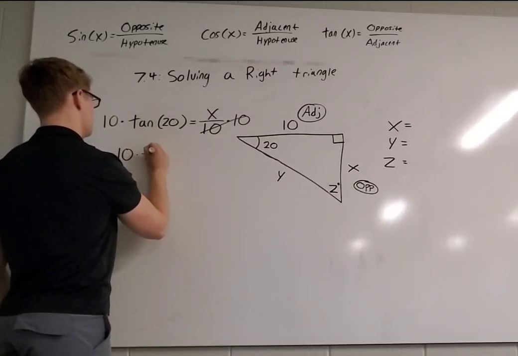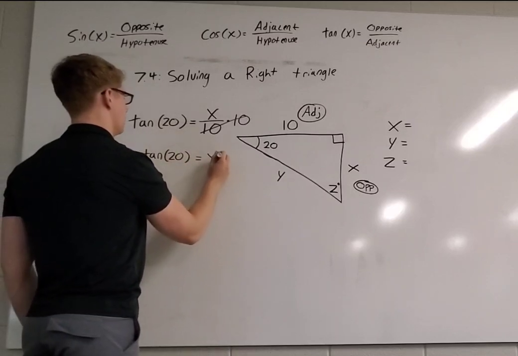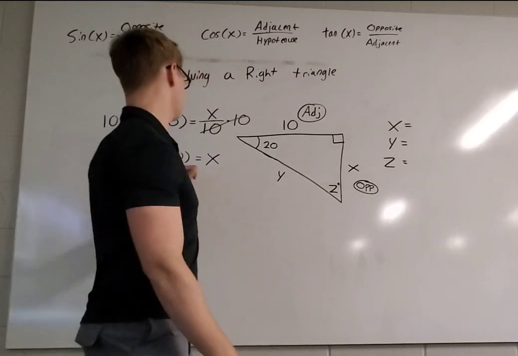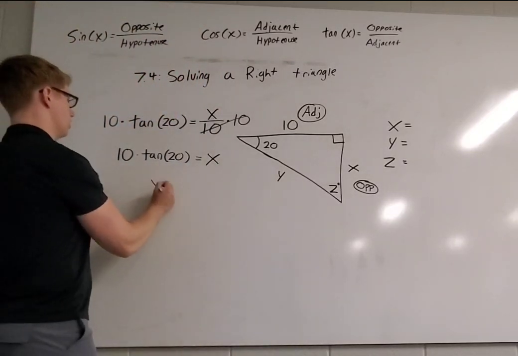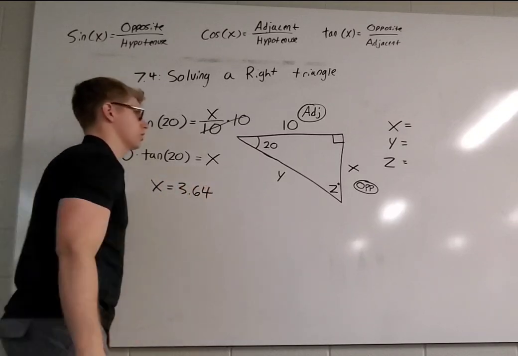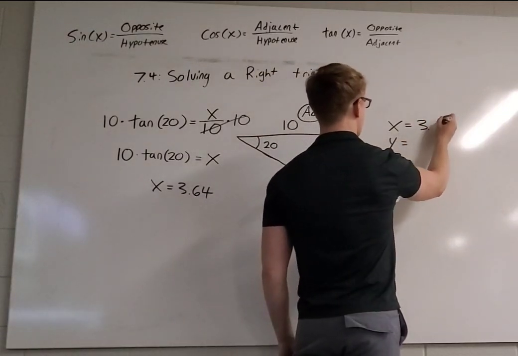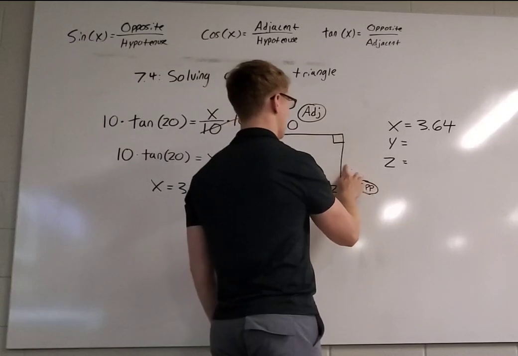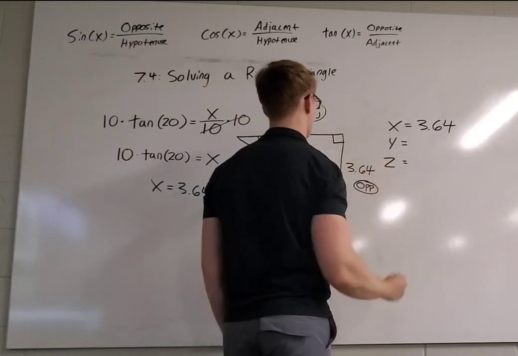We have our variable by itself. We have 10 times tangent of 20 is equal to x. And you're just going to type this into your calculator. So I would do that now, and you will get your answer, which is going to be 3.64. Okay, so we have our first value, and we can use this to help us. All right, so I'm going to fill this in with 3.64.